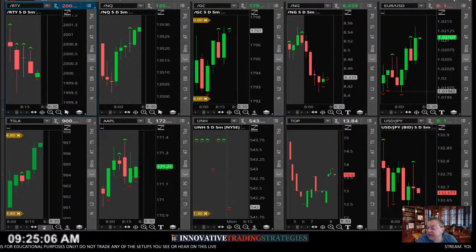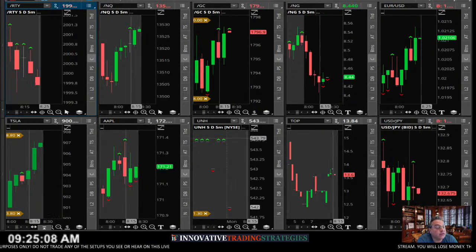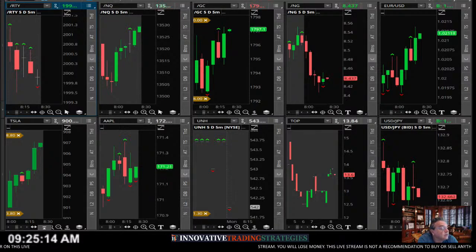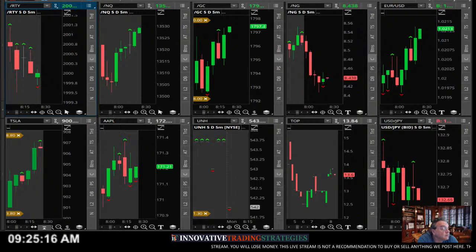Doesn't look like we're going to get that double short setup over here on the yen, so we'll let that go. Still short gold. Target on Tesla is 908.80.